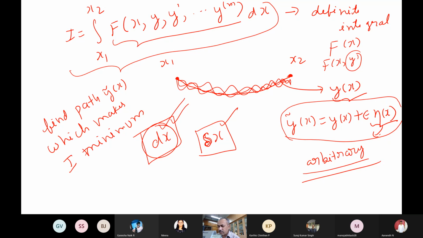See, when I write dx, what does it mean? If I write dou x, what does it mean? Dou x, whatever you told is perfectly fine. Dx is a difference between two points in one direction.